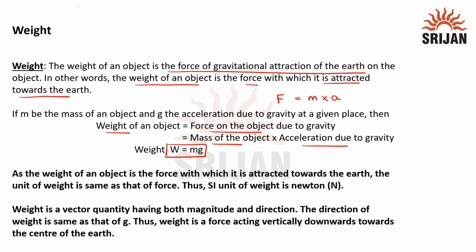Now, as the weight of an object is the force with which it is attracted towards the Earth, the unit of weight is the same as that of force, and the unit of force is Newton. That is why the SI unit of weight is also Newton. Now, weight is a vector quantity having both magnitude as well as direction. The direction of weight is the same as that of acceleration due to gravity, that is g. Thus, weight is a force acting vertically downwards towards the center of the Earth.